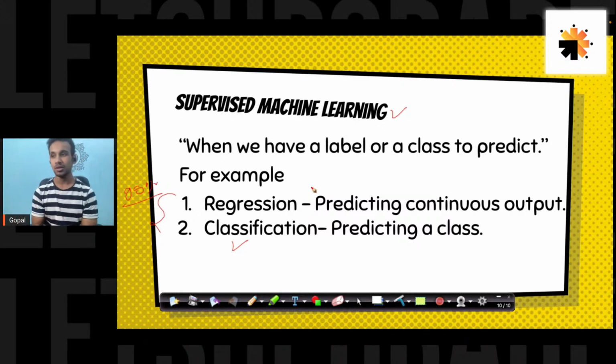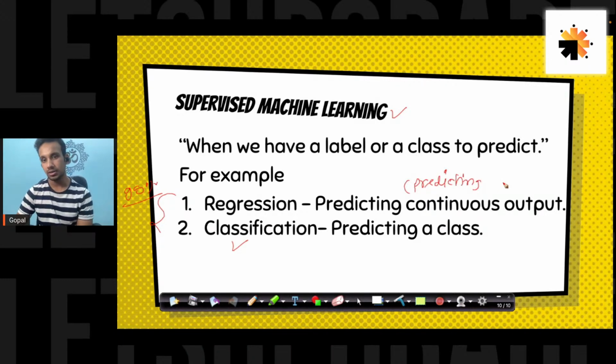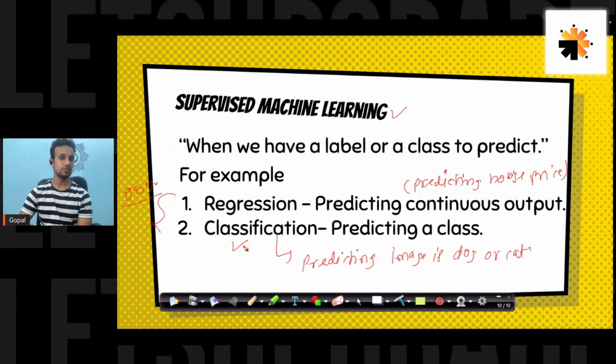I had the example of predicting house price. Do you remember, based on the area, that was the task of regression, right? So that was your regression, predicting house price. Okay, and predicting a class, so predicting images, dog or cat. Okay, that is your classification.